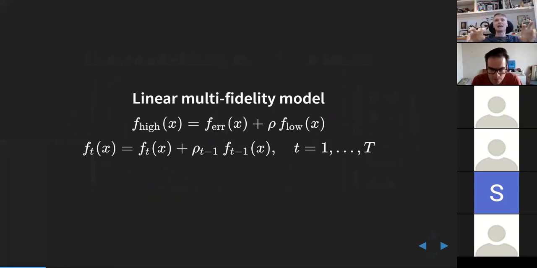And error in this case is not error as in noise, it's error as in the difference between the low and the high fidelity functions, right? So if we set rho to 0, then there's no signal from the low fidelity function at all. So rho is like a trust parameter. The larger it is, the more you're starting to trust the low fidelity function.